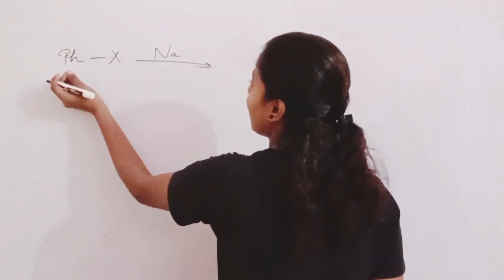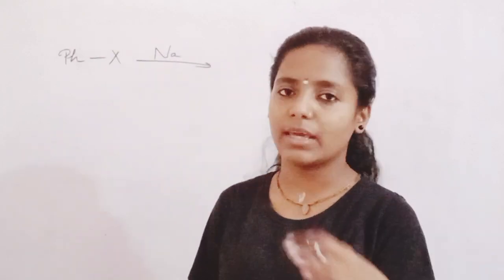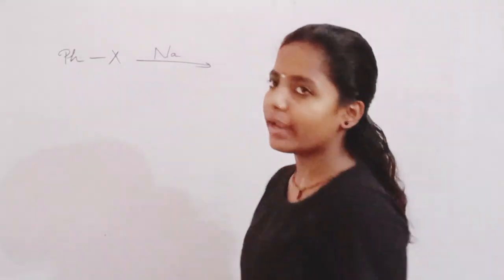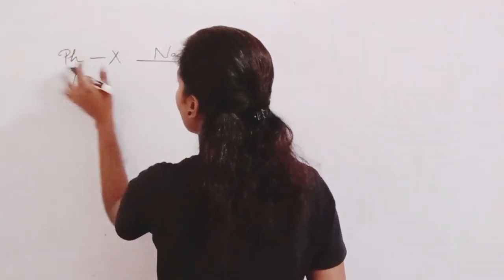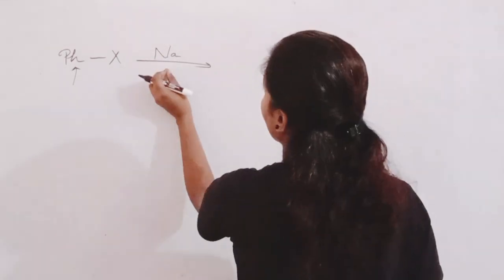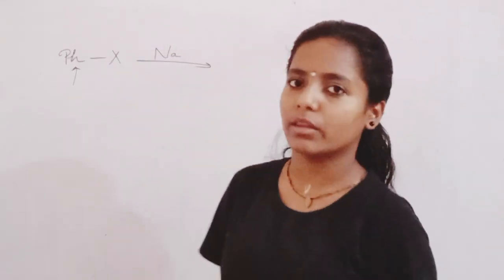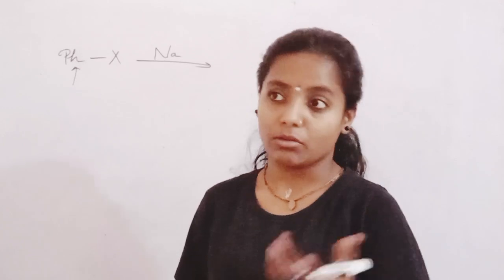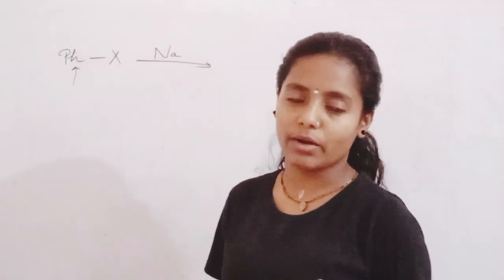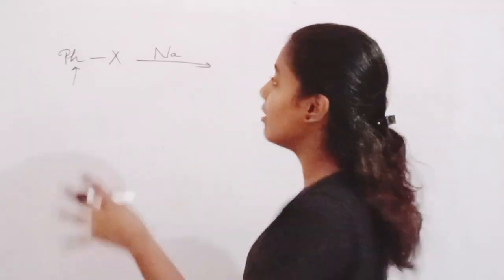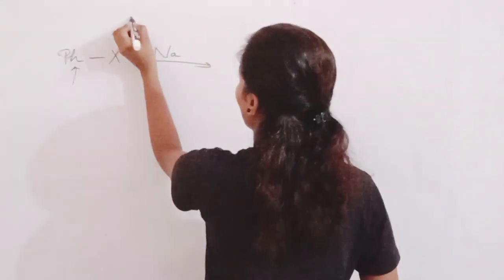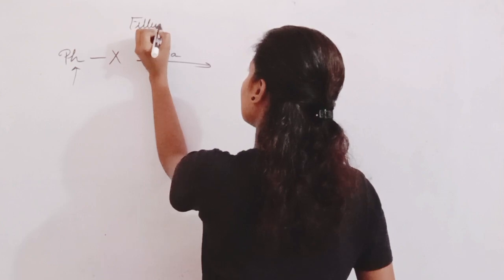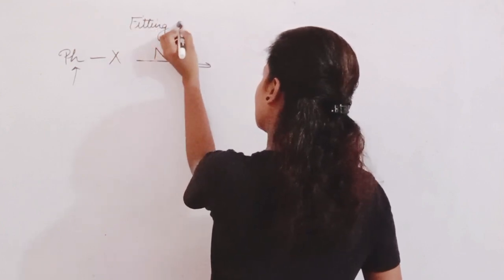So, Wurtz sir, you just told me how, on putting Na, you will get R bonded to R. But I want you to tell me what result occurs on adding an aromatic compound along with halogen and then adding sodium to them. I don't have any answer regarding this, so here comes the Fittig reaction.